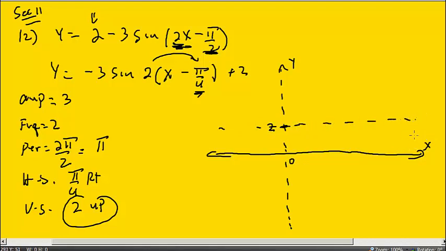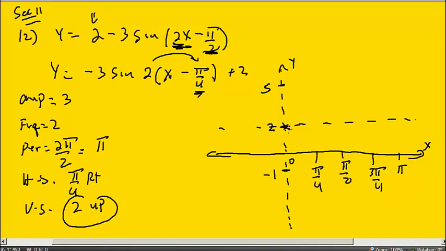So I'm going from 2 up to 3. If I go up 3, that's going to put me at 5. That's my high point. I'm going 3 down. That's going to put me at negative 1, and that's my low point. My period is pi, so I'm going to go over here, call that pi, start cutting everything in half, pi over 2, and this is going to be pi over 4, and this is going to be 3 pi over 4.